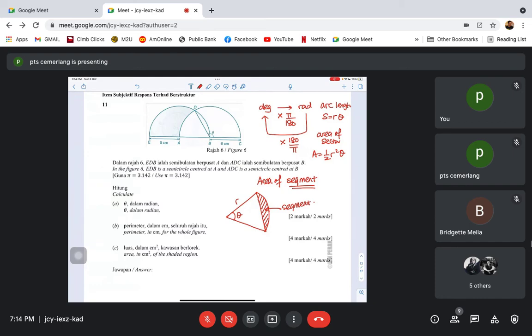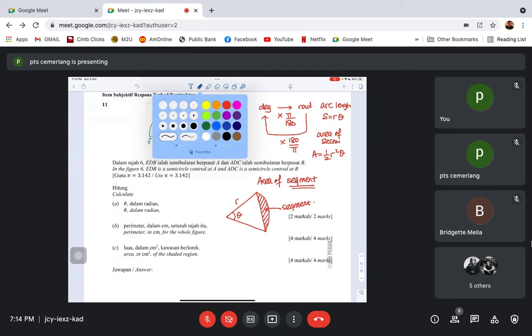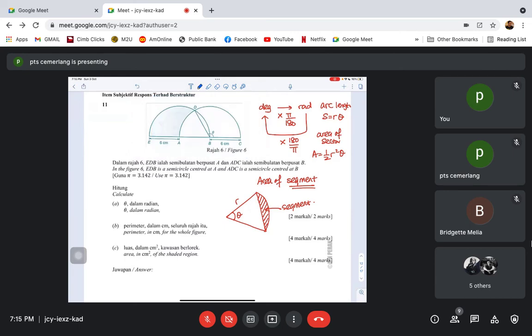What is the formula to get the area of a segment? There's a formula, but that formula is not given in your exam actually. It is not given in your exam, so you have to know what the formula is. The formula is 1 over 2 R squared, and then open bracket, theta minus sine theta. Okay, so 1 over 2 R squared, theta minus sine theta.